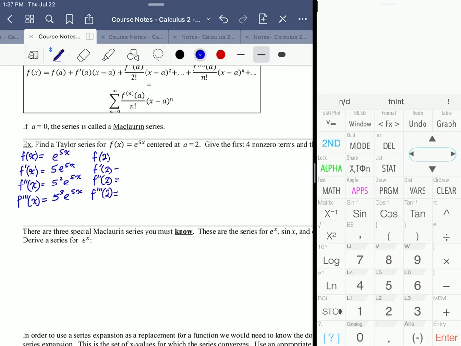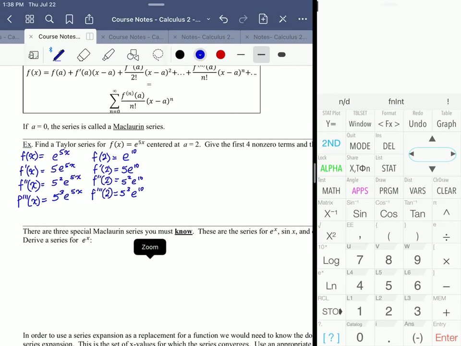my equal signs are going off the rails here. I get e to the 10th, 5e to the 10th, 5 squared e to the 10th, and 5 cubed e to the 10th. All right, we have a consistent relationship between the derivative and the power of 5, so that's nice. e to the 10th is e to the 10th every step of the way, so even better.